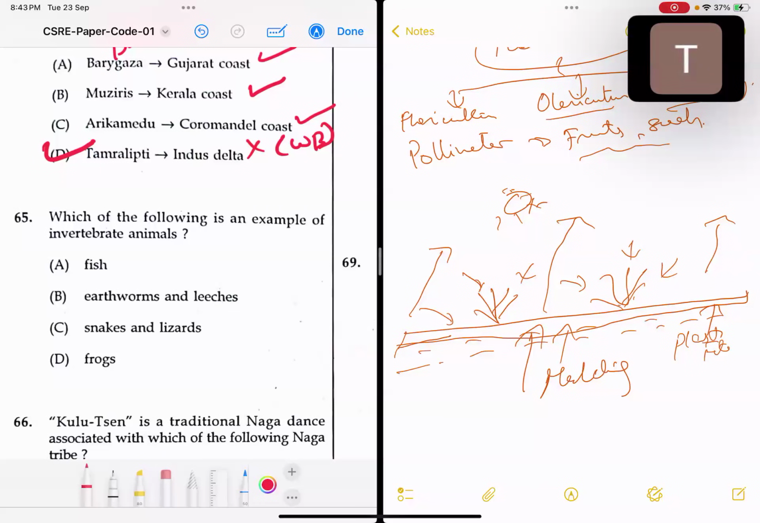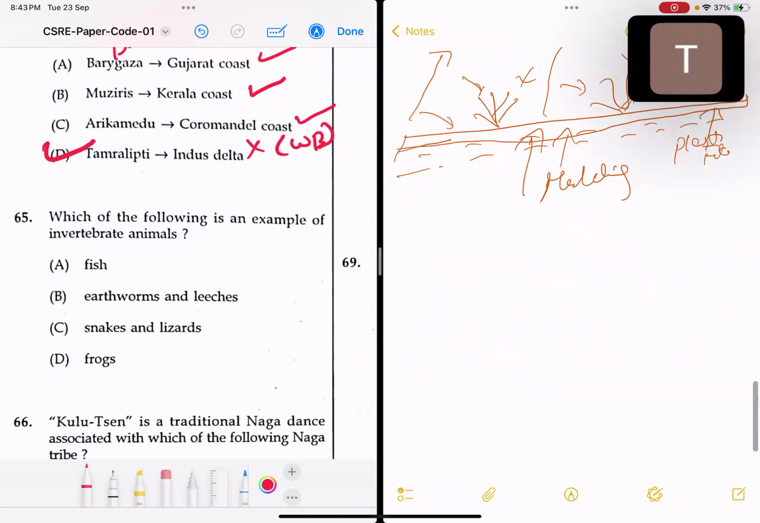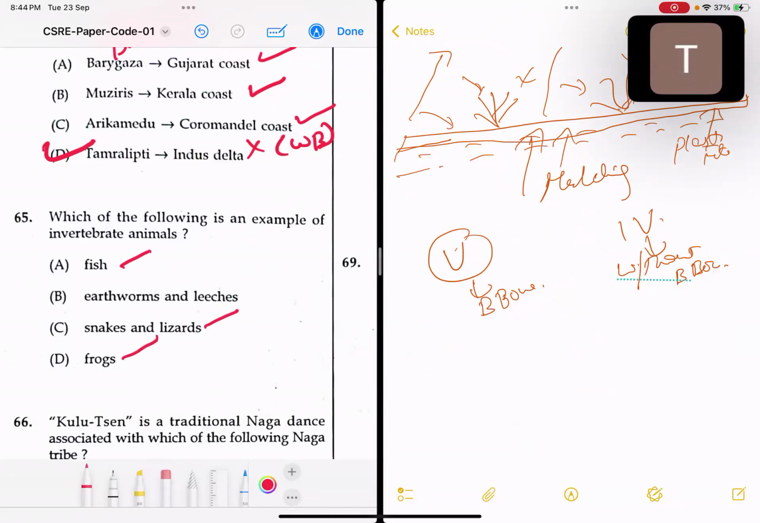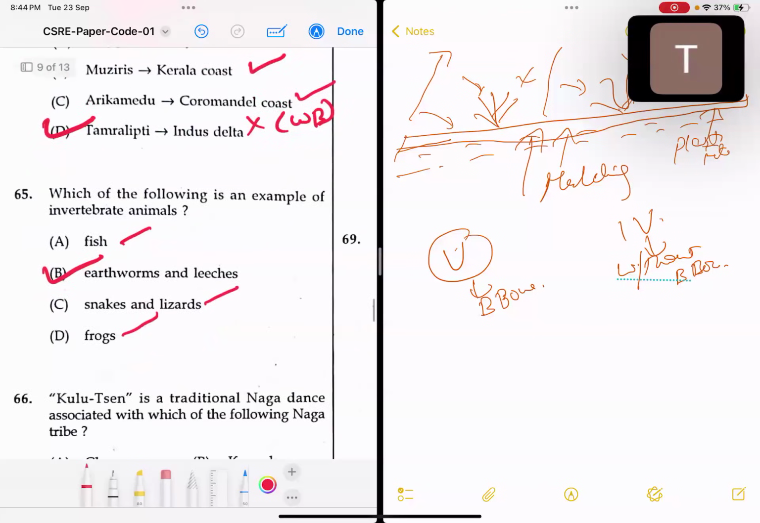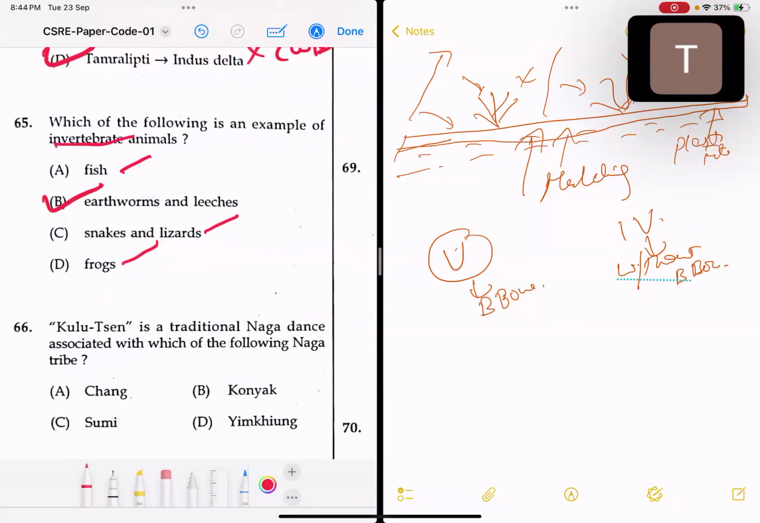Now, question number 65. Which of the following is an example of an invertebrate animal? If you look at the animal kingdom, it is generally divided into 2 categories. There are vertebrates and there are invertebrates, right? Vertebrates are the ones which have a backbone, okay? Invertebrates are the ones without a backbone, okay? Fish have a backbone, snakes and lizards have a backbone, and frogs also have a backbone. So earthworms and leeches is the correct option because they are invertebrate animals.